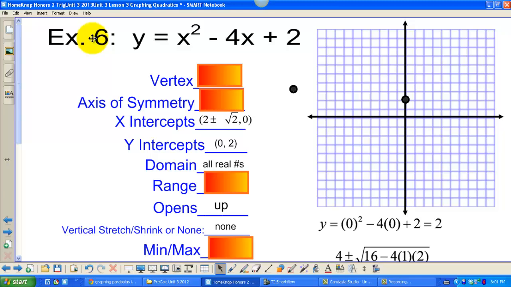What I do not want you to do is give a decimal approximation. I want an exact answer. Here's why you want an exact answer.